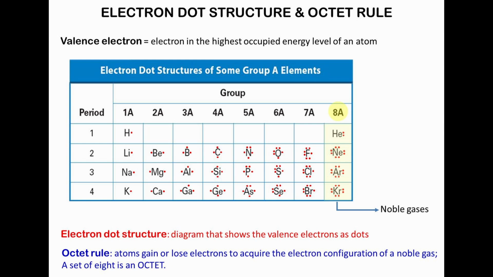In this table, the electron dot structure of some elements in group 1A to 8A is shown. In group 8A, the noble gases have 8 valence electrons, with the exception of helium. Scientists discovered that atoms tend to form compounds in a way that allows them to have 8 electrons in their highest occupied energy level. A set of 8 is called an octet.